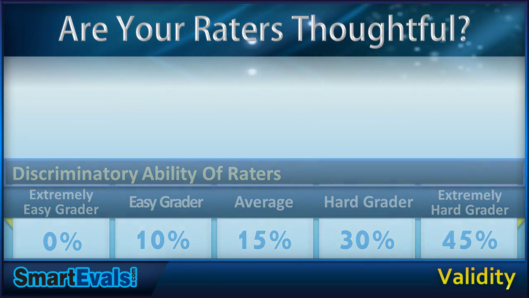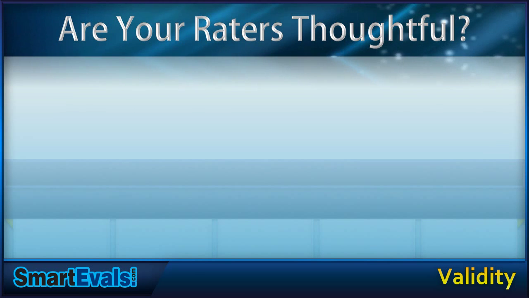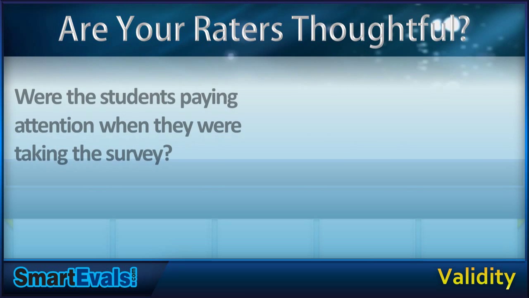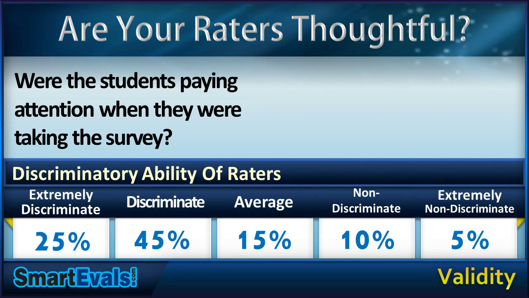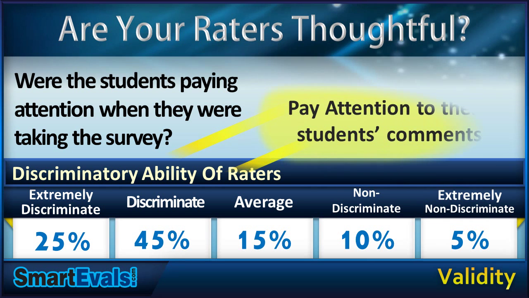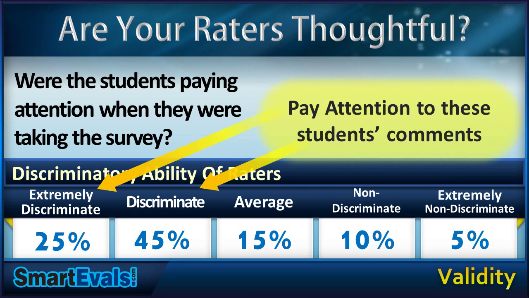Another thing we check out is the ability of your students to discriminate between one survey question and the next. In other words, were they paying attention when they answered the questions, or did they just click 5, 5, 5, 5, 5? Again, we'll break them into 5 equal buckets from extremely discriminate to extremely non-discriminate. If I were an instructor, I'd use this information by putting greater weight on the surveys completed by the more discriminating students.